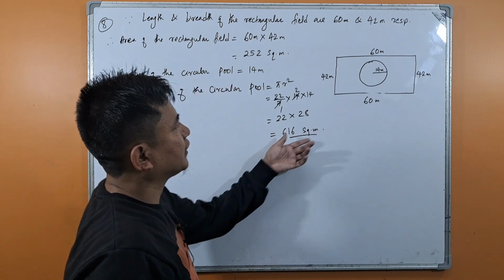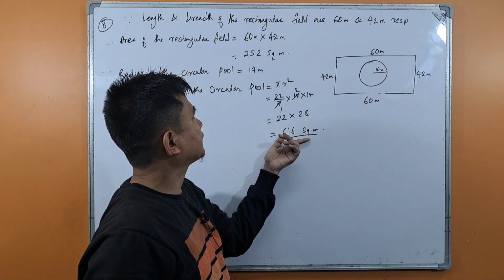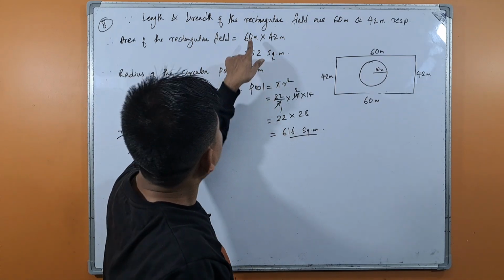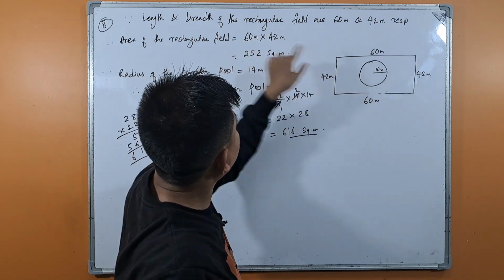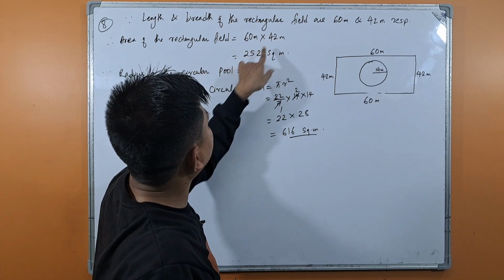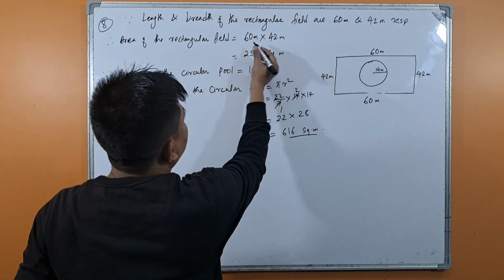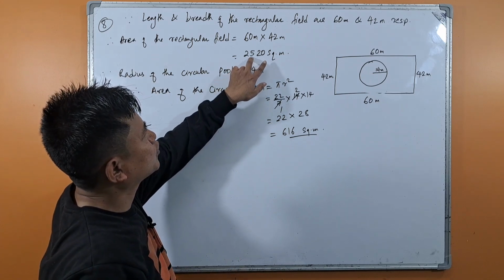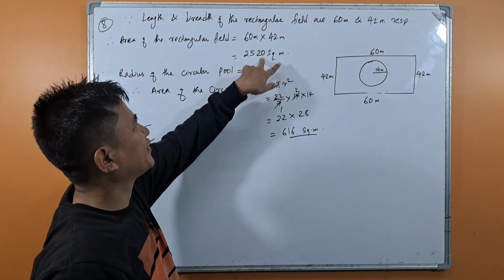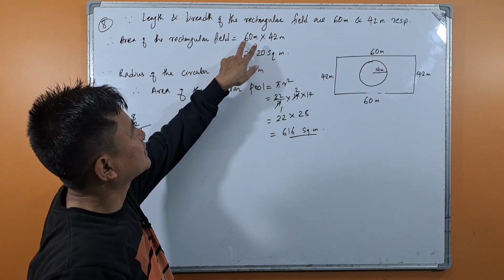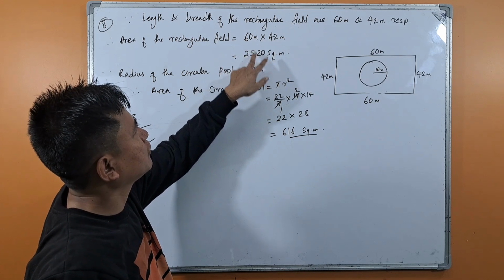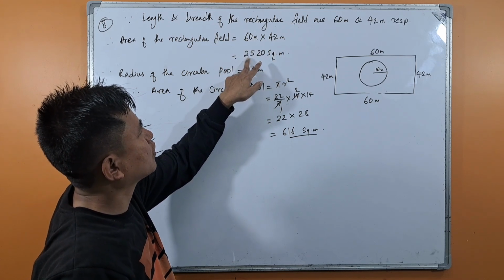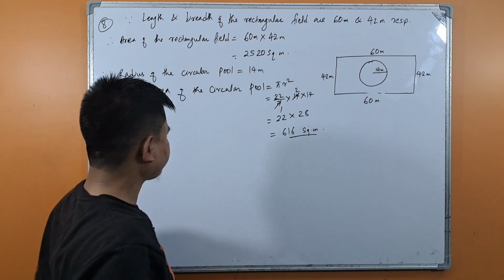We have the area of the circular pool, that is 616 square meter. So area of rectangle is length into breadth, that is 60 into 42, that is 2520 square meter. Okay, I forgot to write 0. 6 into 42 is 252. This 0 we write here, that means 2520 square meters.